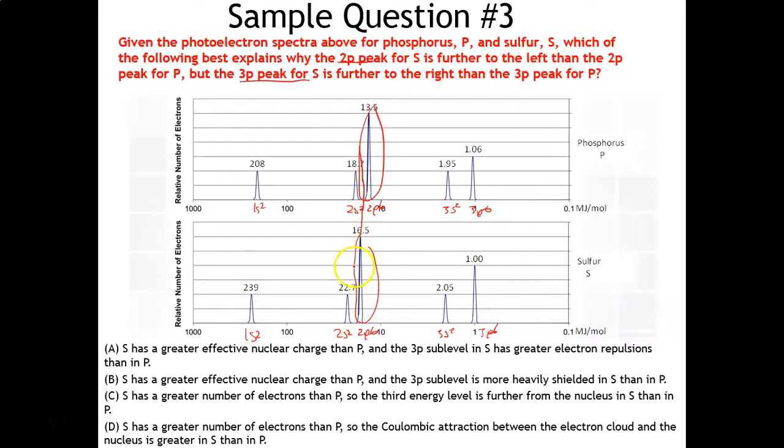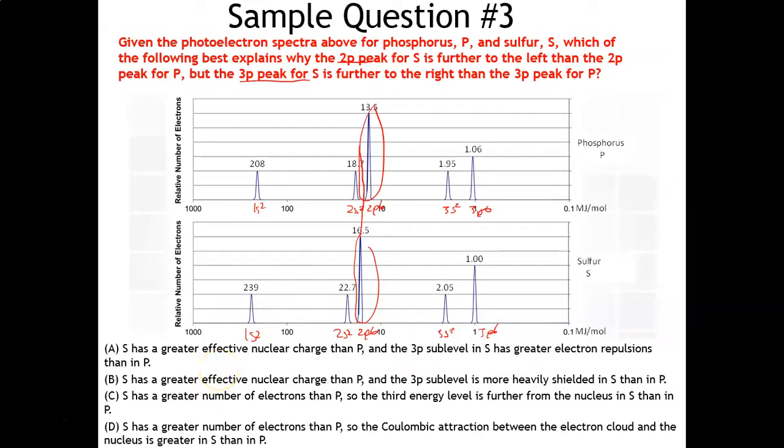So why does this one have more energy required to move its electron? They're in the same period. So what's the same in the same period, always? Nuclear charge, protons. So S has a greater effective nuclear charge than phosphorus, true, in the 3p sublevel, and S has greater electron repulsions than phosphorus. What does this second part mean, is what you're probably thinking, right?